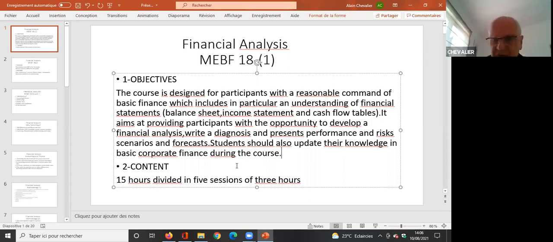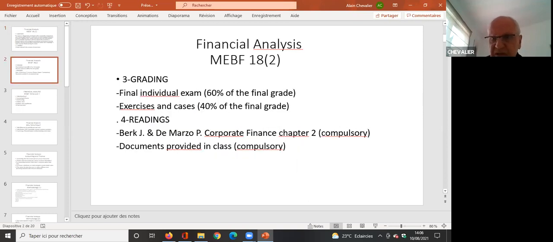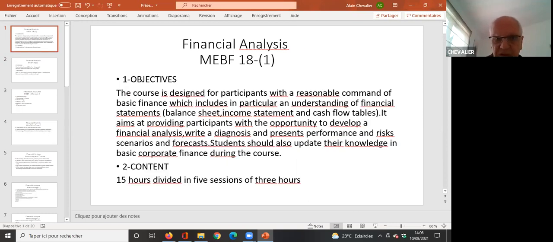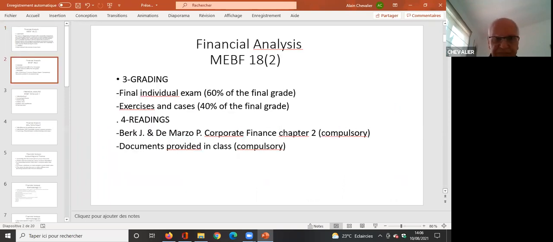4.2, the content. As you know, it's a 15-hour course. It's a short course, and it is divided here in 5 sessions of 3 hours. And these sessions will take place this week, starting with this first session today. If I move to the second slide here, you will find a few elements on the grading systems and the readings.